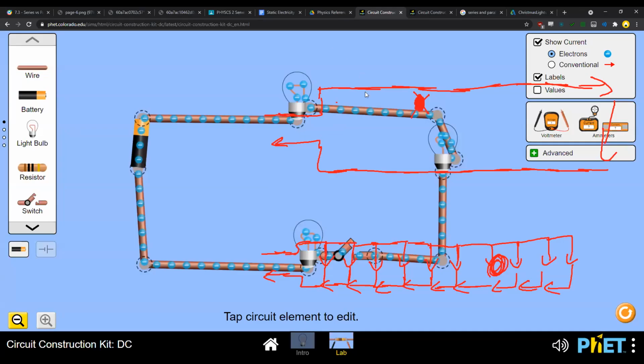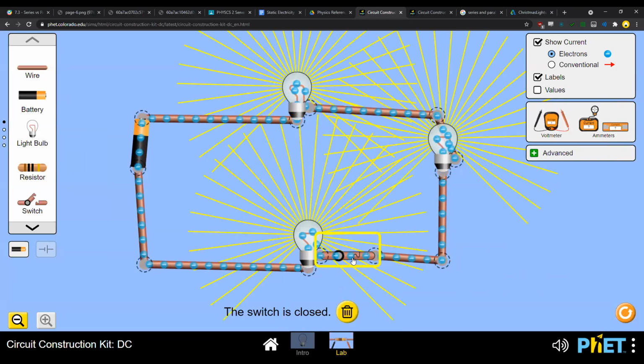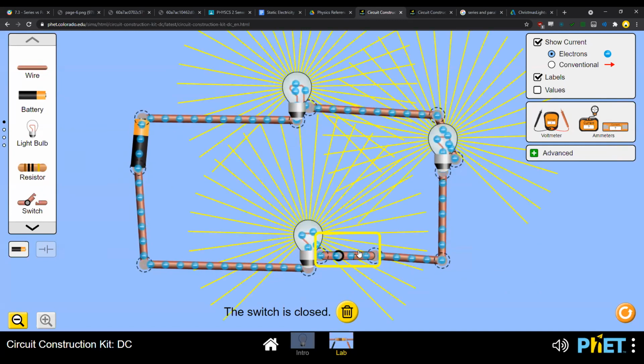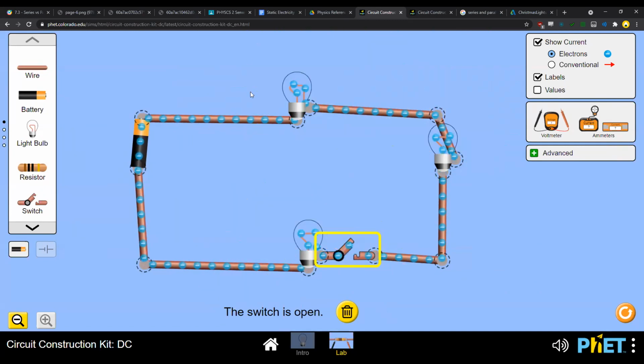For example, behind every wall is a switch. I mean, right now, behind every wall is a circuit. I'm sure in your home you've had switches before. You've had a switch.